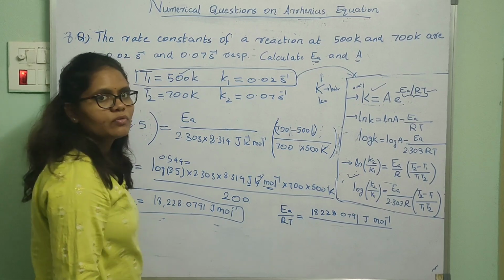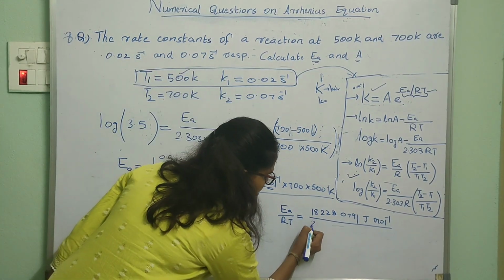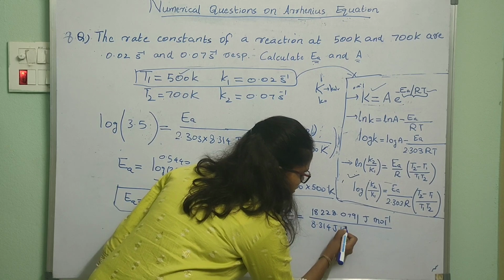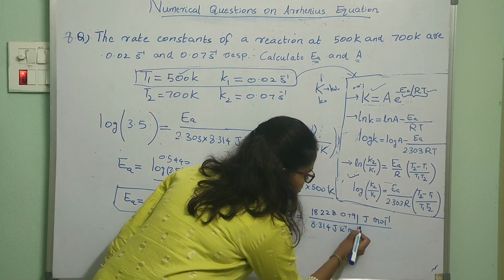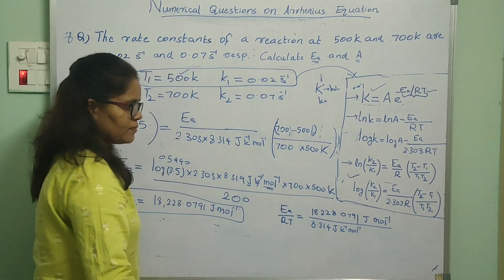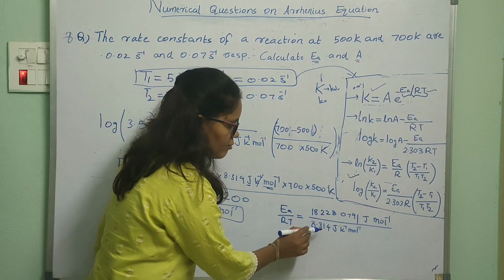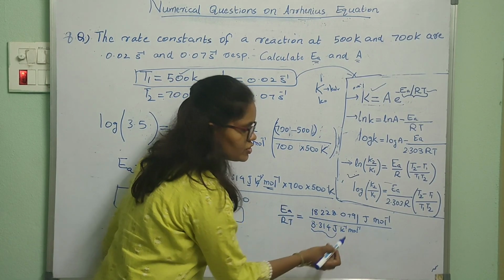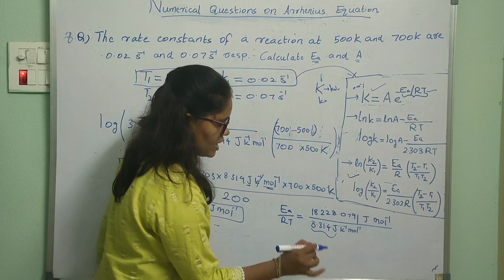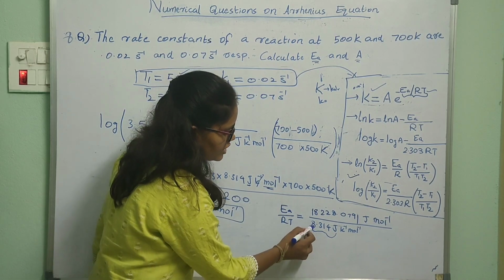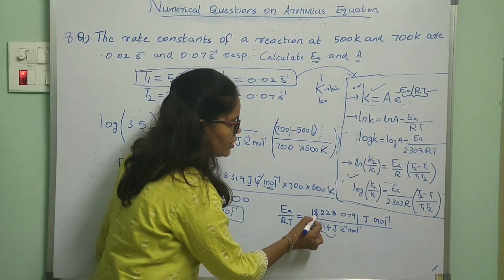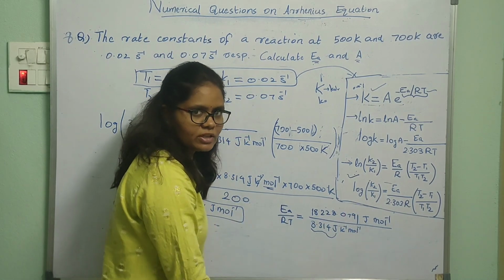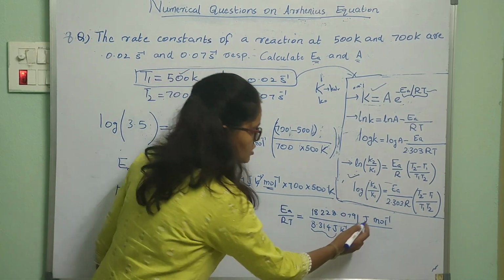Divided by, what is the value of R? R is 8.314 joule Kelvin inverse mole inverse. And mind you one thing, when you are doing this EA by RT, this R and EA should be in same units. If you are expressing R in joules, your activation energy should also be in joules. It should not be in kilojoules, okay?